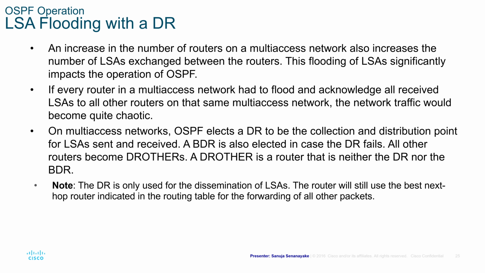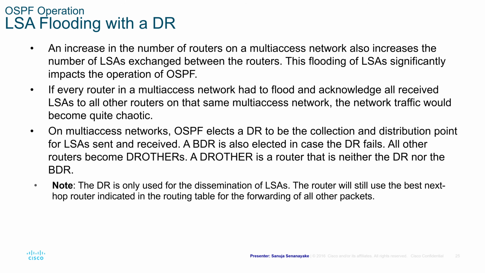So on multi-access networks, OSPF elects a designated router, also known as DR, to be the collection and distribution point for LSAs sent and received. A BDR is also elected in case the DR fails. All other routers become DR others. A DR other is a router that is neither the DR, the designated router, nor the BDR, the backup designated router.